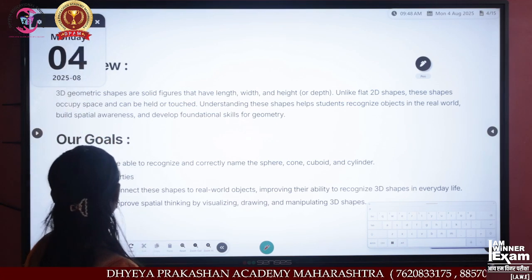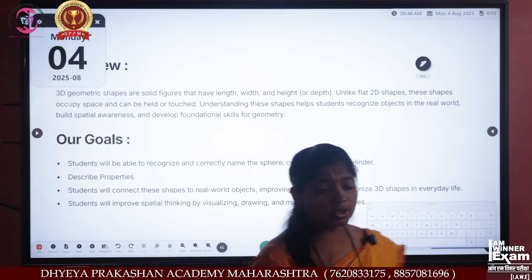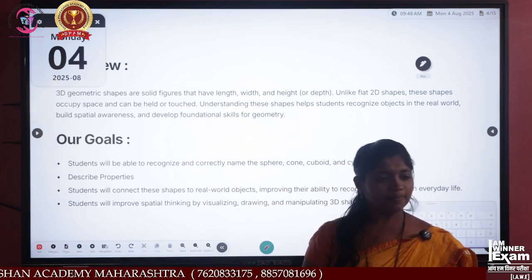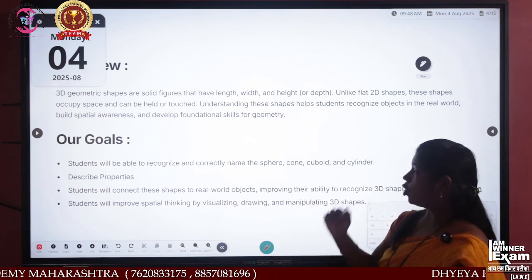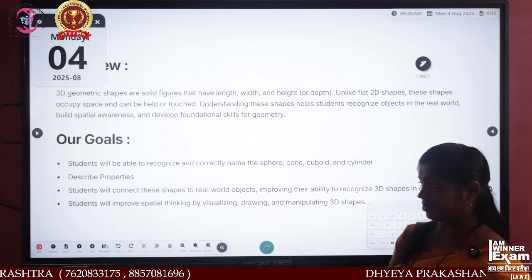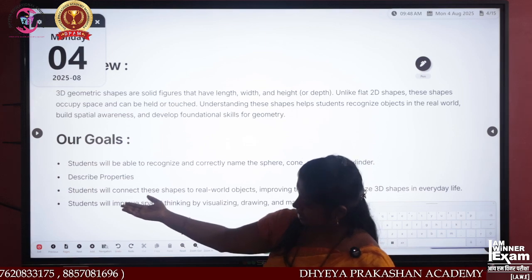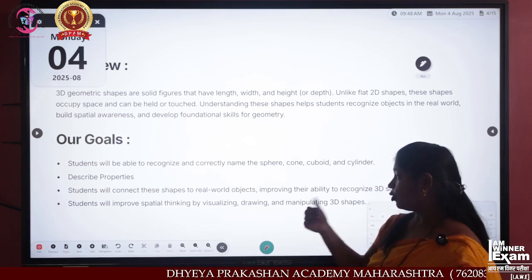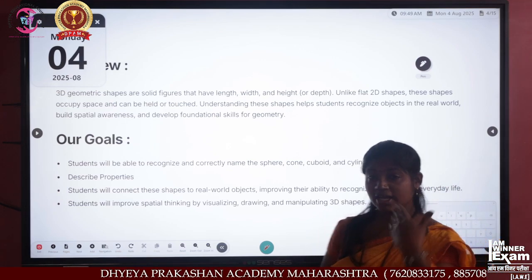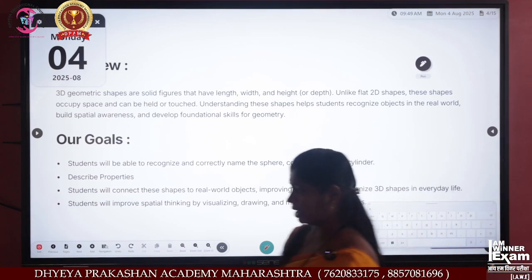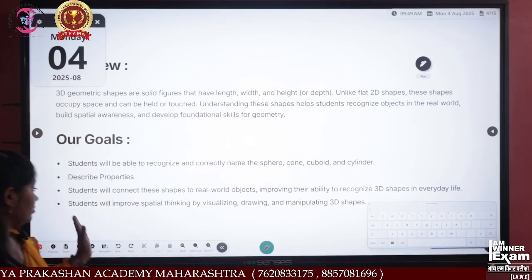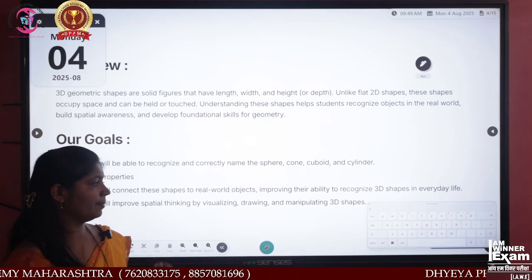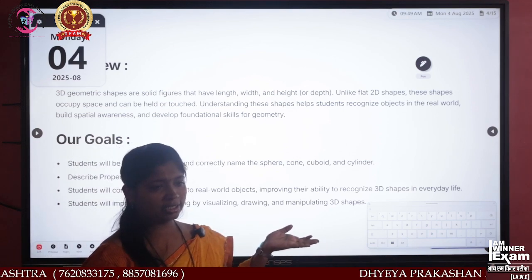So first, our goal is that students will be able to recognize and correctly name the sphere, cone, cuboid and cylinder shapes and describe their properties. Next, students will connect these shapes to real world objects, improving their ability to recognize 3D shapes everywhere. Students will also improve spatial thinking by visualizing, drawing and manipulating 3D shapes.